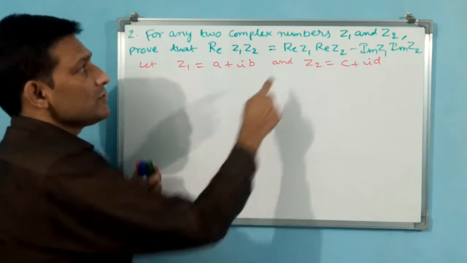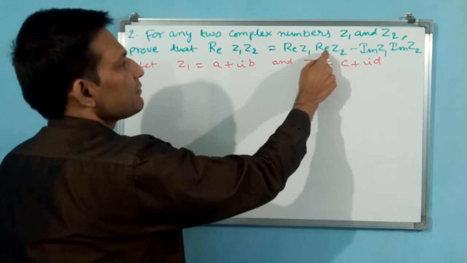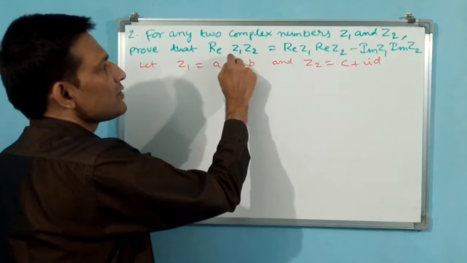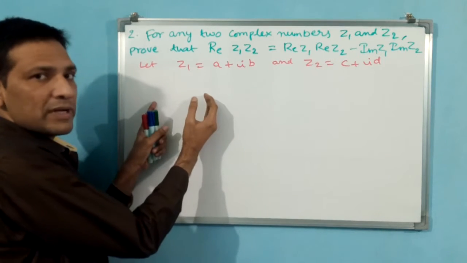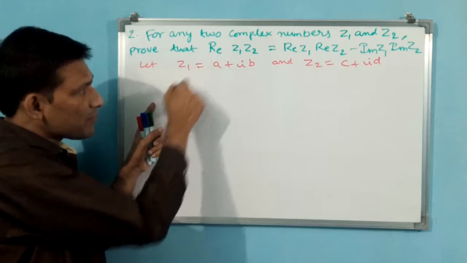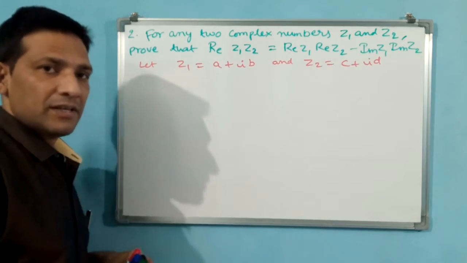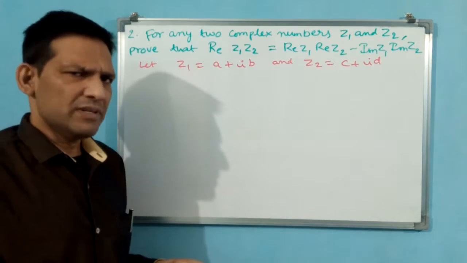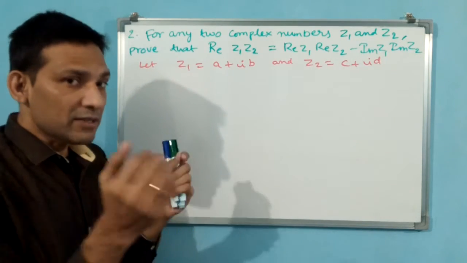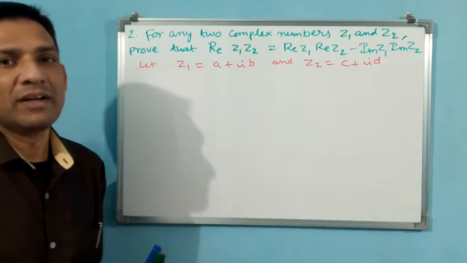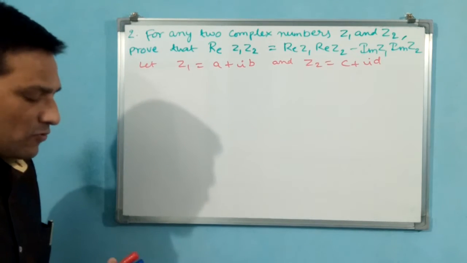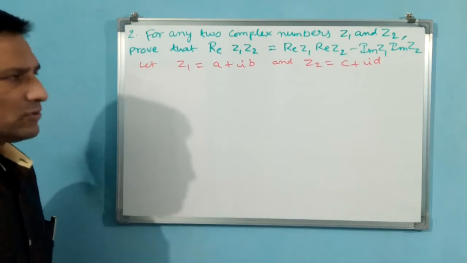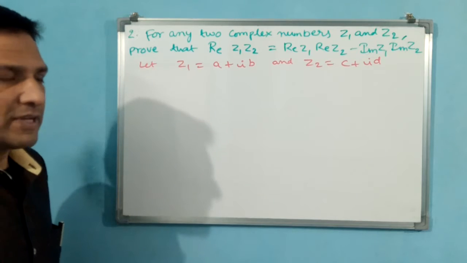See here, these are separate real parts, but this is the real part of Z1 into Z2. That means you have to make the product of Z1 and Z2, then take that real part. After making the product also, the third number, say Z3, will be a complex number only. In that complex number, we have to see the real part. Like that you have to understand the question. Let us do it, it is not that complex, we will do it easily.